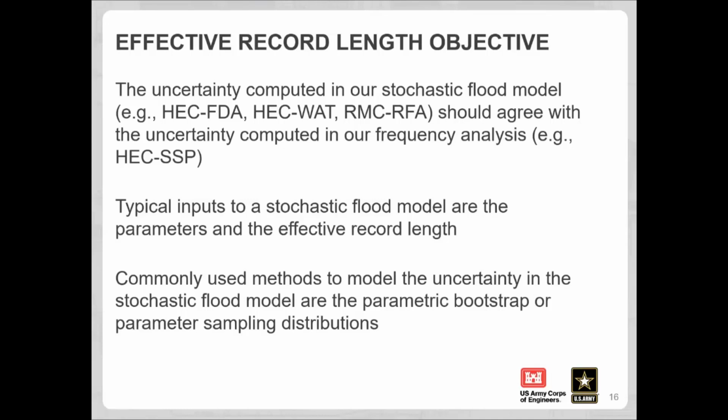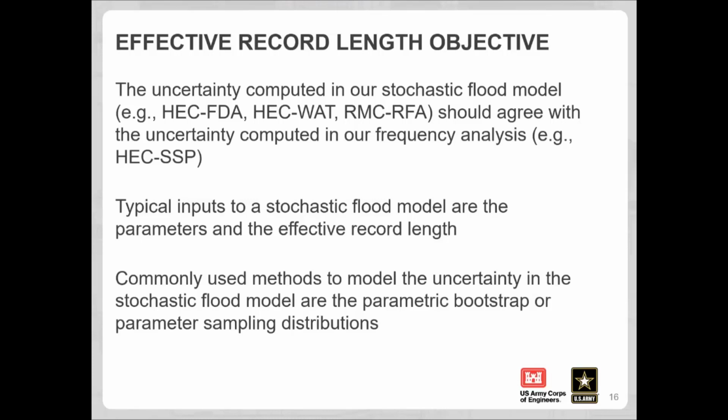We model that with effective record length typically, at least in these models listed here, right? So the inputs to these stochastic flood models are the parameters of the LP3 distribution and an effective record length. And then the last item there, we're not going to go into this in detail, but the methods that are used, at least in the three core softwares listed above, are pretty common. Either parametric bootstrap, which is used in HEC-WAT or RMC-RFA, or sampling from the parameter sampling distributions, which is how HEC-FDA does it. So this is why we do effective record length and how and why we use it in practice.